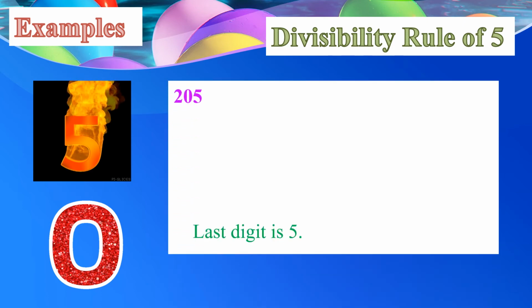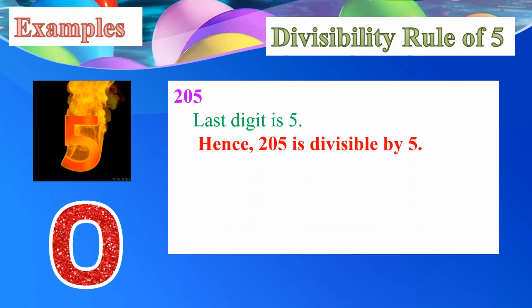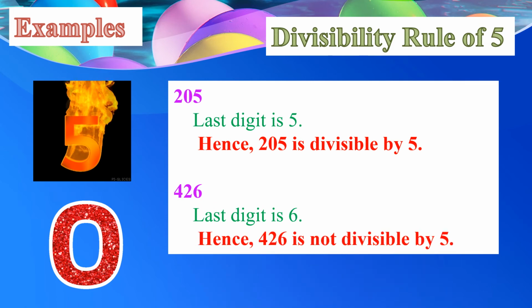205. Here, the last digit is 5. Therefore, 205 is divisible by 5. Similarly, 426, last digit is 6. Therefore, 426 is not divisible by 5.